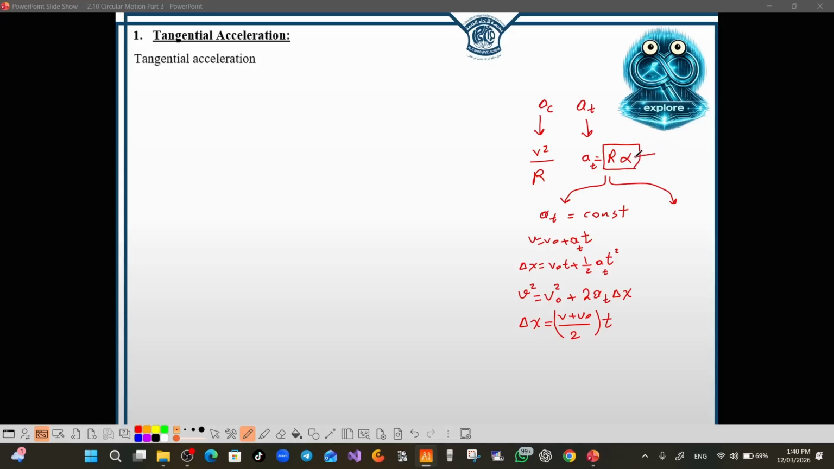Another way to find the tangential acceleration is by relying on this equation. But here you need to pay attention because you will need to find alpha. If alpha is constant, then you can use the angular terms in this way. For example, omega equals omega0 plus alpha t. This equation will help us to find alpha. After we find alpha, we just plug it here to get the tangential acceleration. Delta theta equals omega0 t plus half alpha t squared. Omega squared equals omega0 squared plus 2 alpha delta theta. And finally, delta theta equals (omega plus omega0) over 2 times t.